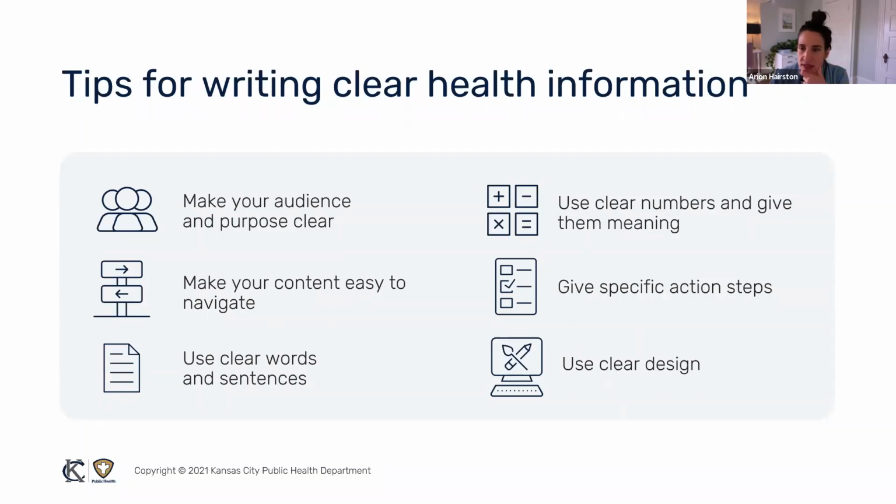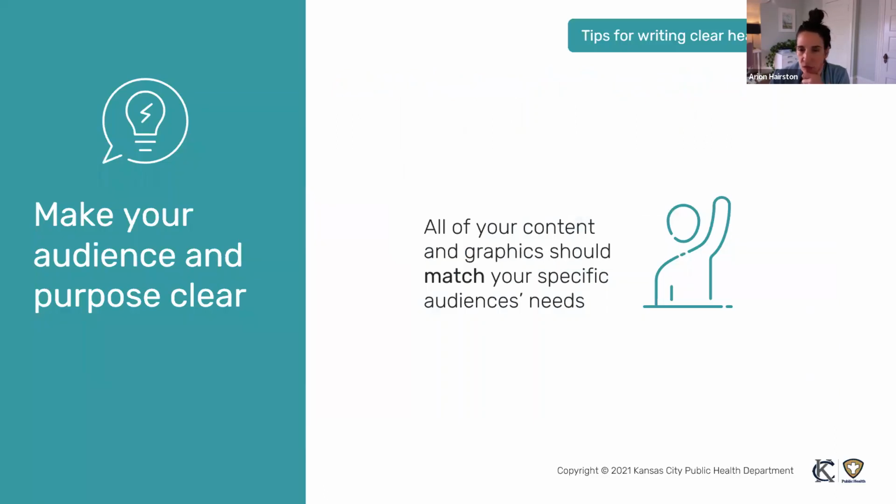So here are the 6 tips that we will cover, and I will try to move pretty quickly because we do have a lot to cover. The first thing to think about when you're starting to write a piece or you're revising something is who is your audience and what really is your purpose? And everything you include should be connected to those two questions.